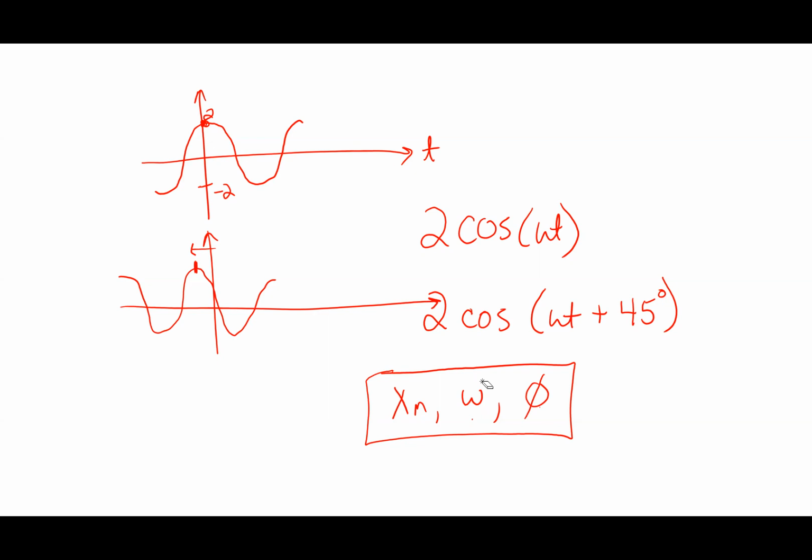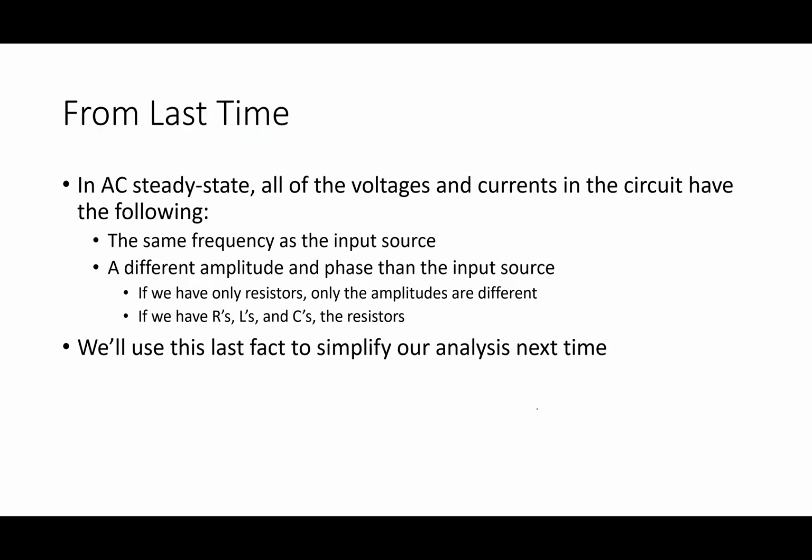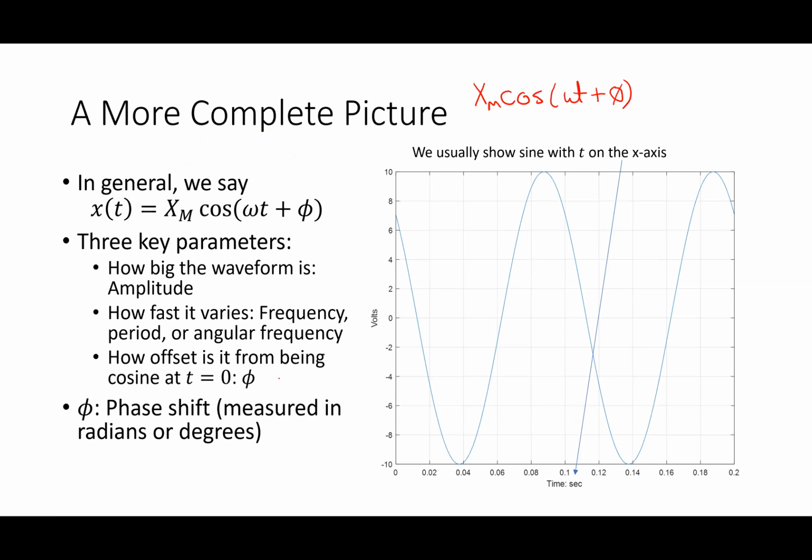So a couple of things. This offset value, I've used this term a couple of times here, is sometimes called the phase shift. And we measure that in radians or degrees.